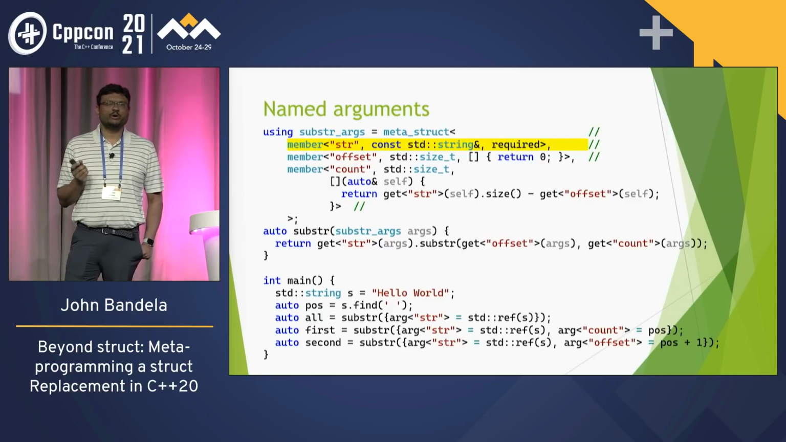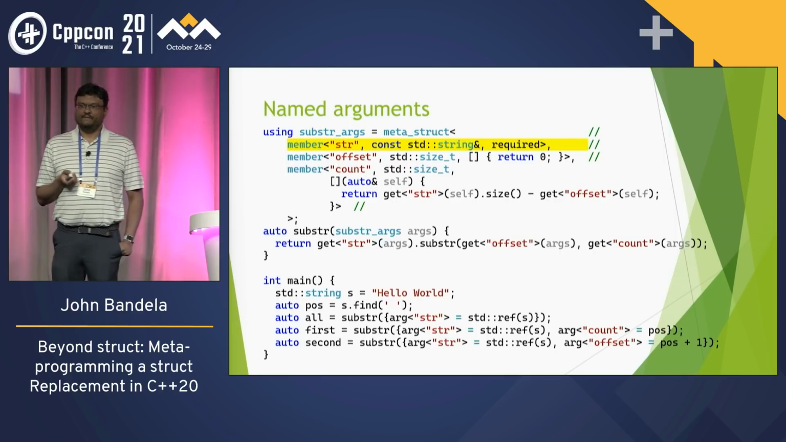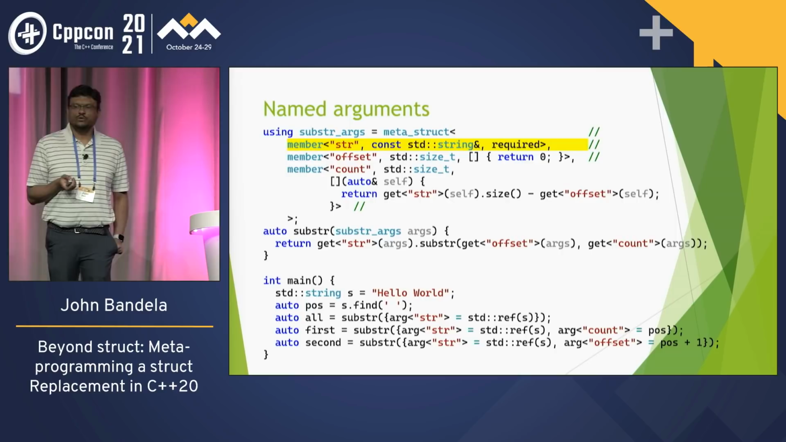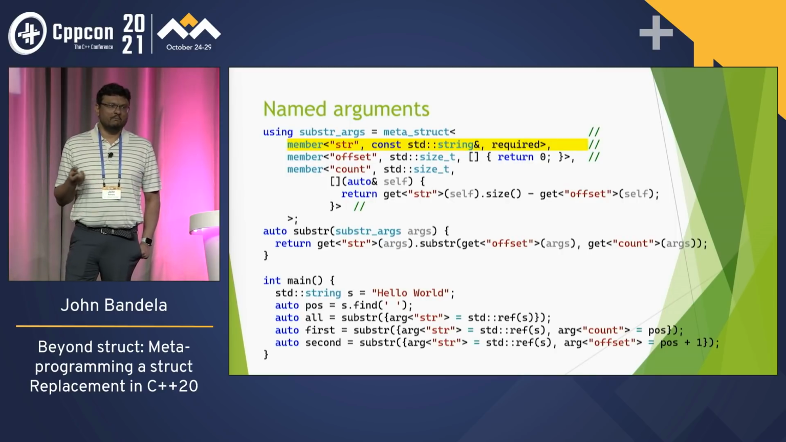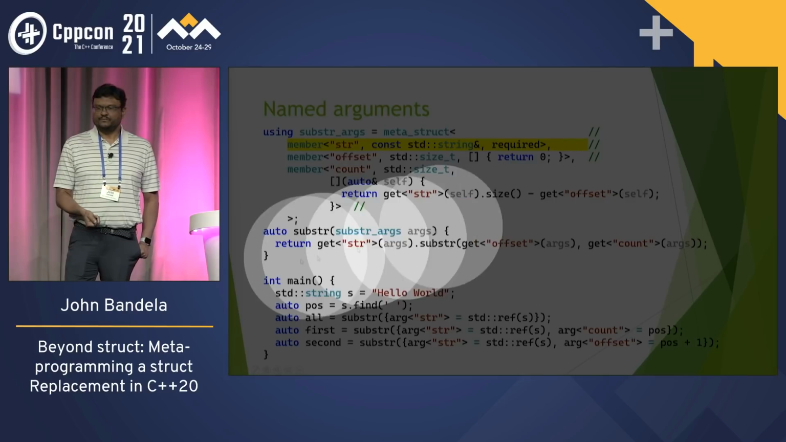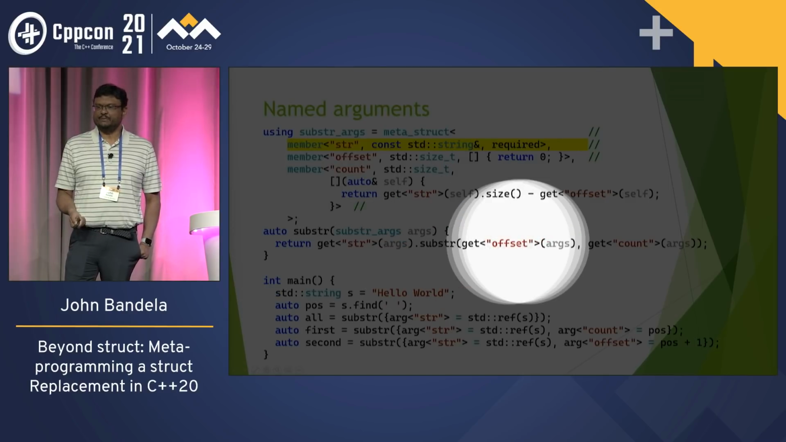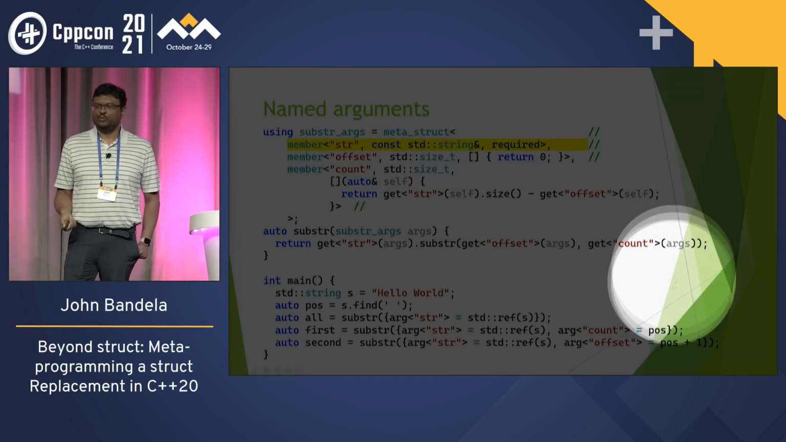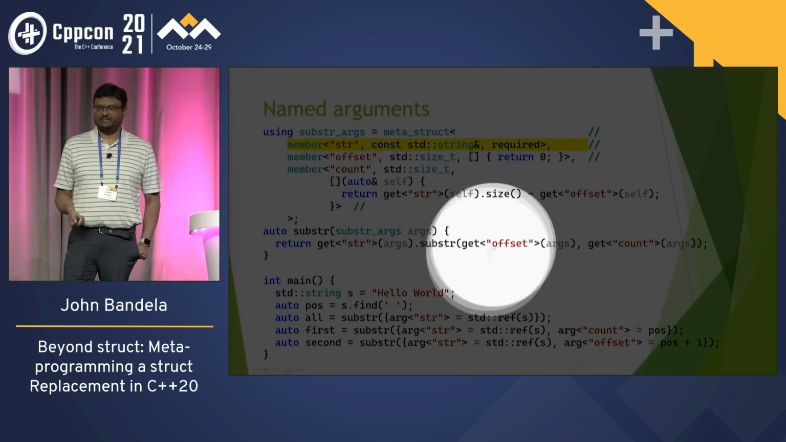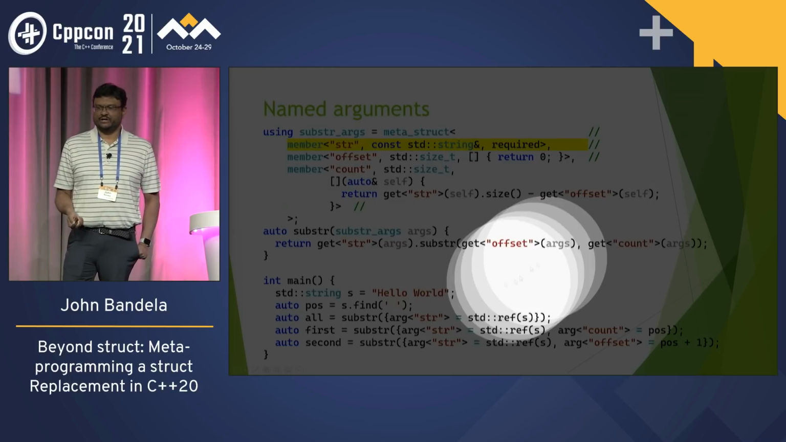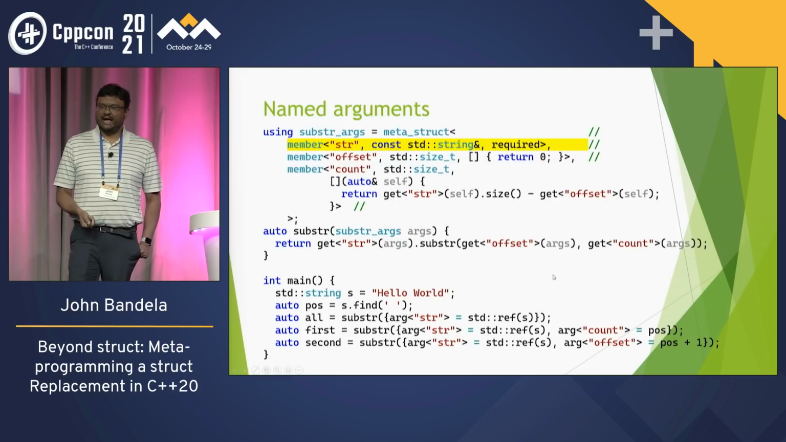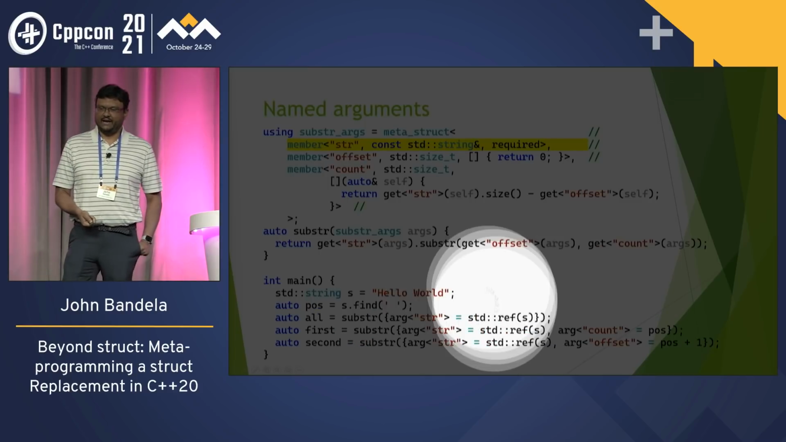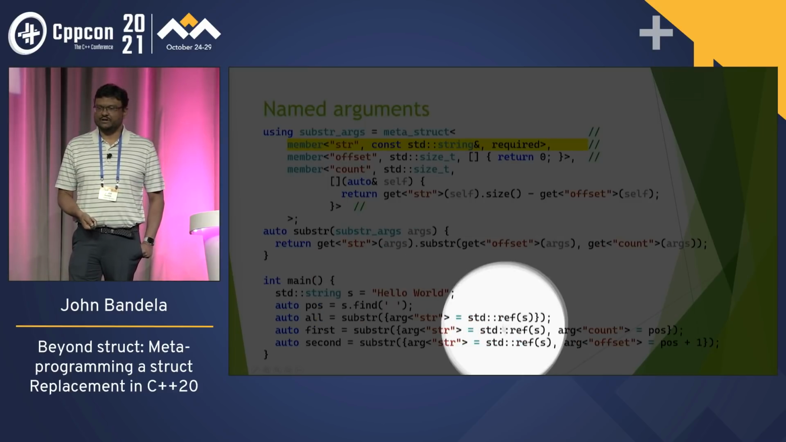We say we require a reference to a string. That's required. The offset defaults to 0. The count will default to the size of the string minus the offset, right? Then in our substr down here, we just call it good substr, and we've passed in the correct things without the magic constants, the correct offset and the correct count. We get all of it if we just specify the str.